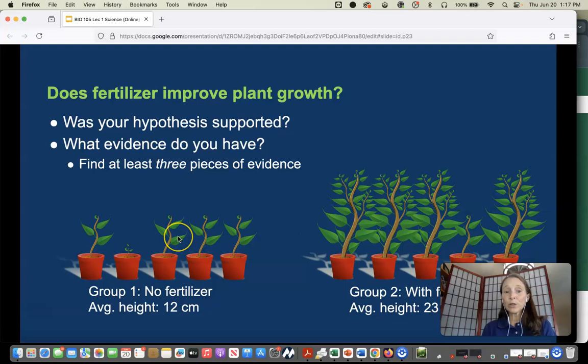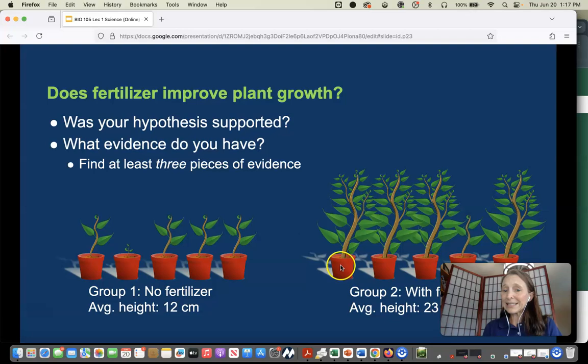But you could also look at the number of leaves that each plant has, and say, okay, the group with fertilizer has larger leaf biomass. You have more leaves, you have larger leaves. So you can look at leaf biomass. You can also look at the stem biomass.